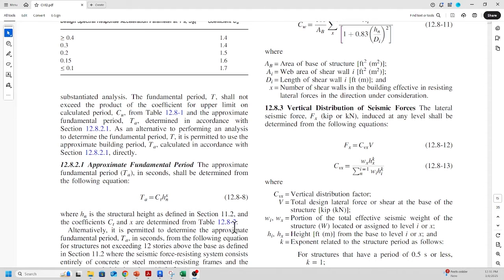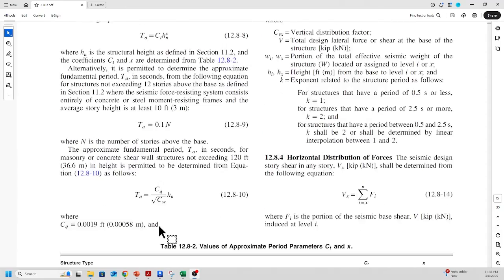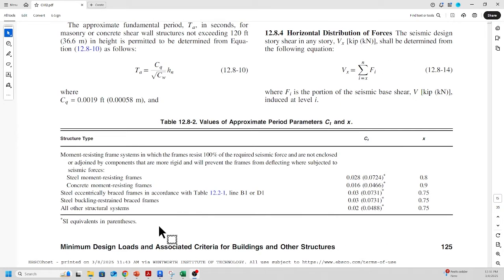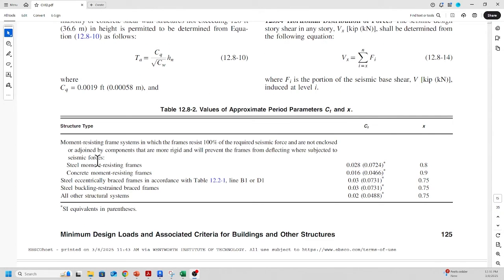So let's go to table 12.8-2. I want to know what Ct and x are. Keep going. That's it right here. So we're going to look for a concrete moment resisting frame, right here, this one. And if we go across, Ct is 0.016, write that number down, and x is 0.9. All right, let's go and calculate that.